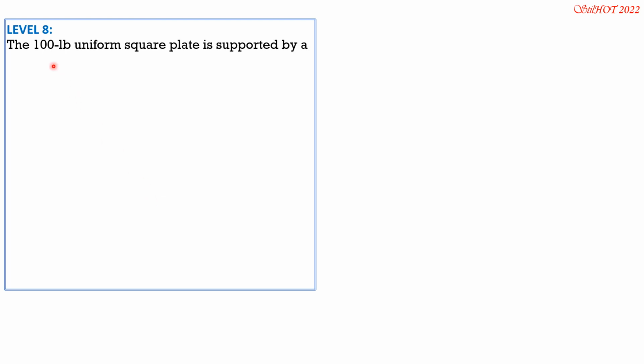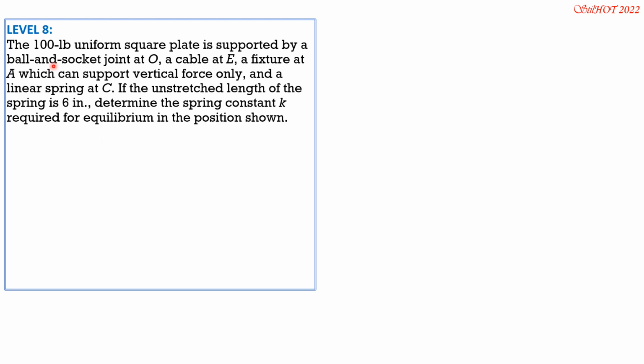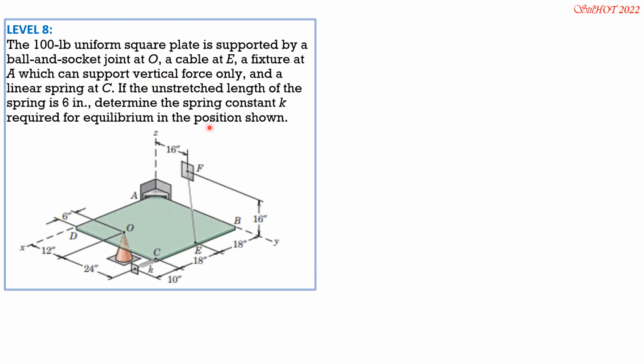The 100-pound uniform square plate is supported by a ball and socket joint at O, a cable at E, a fixture A which can support vertical force only, and a linear spring at C. This is the spring. If the unstretched length of the spring is 6 inches, determine the spring constant K required for equilibrium in the position shown.